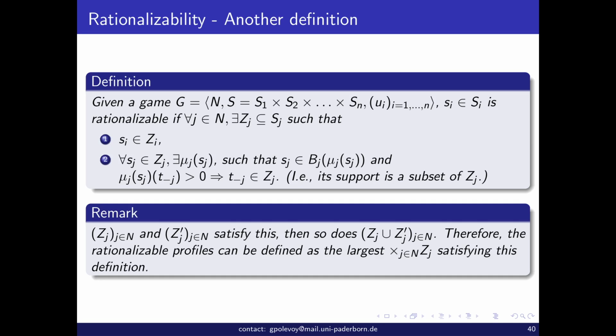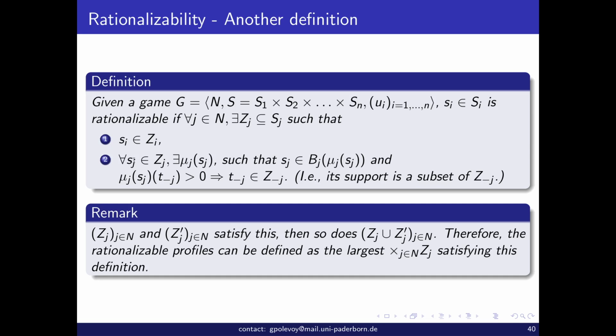So, given a game, I want to define this thing from another direction. Look at the strategy. For every player, you have Zj's, which are subsets of the strategies of that player. It can be all the strategies, but it can be in general some subset. It will never be empty, but that will follow later. We don't know yet that they will never be empty.